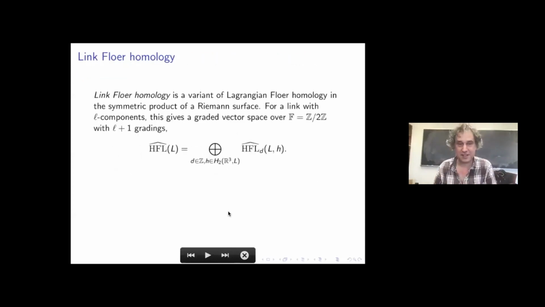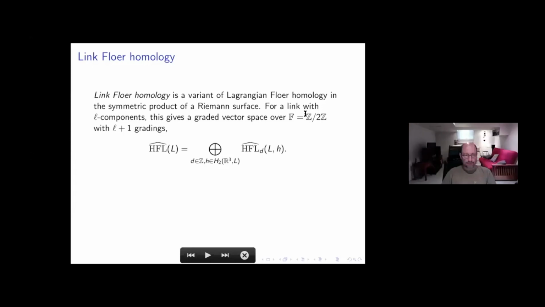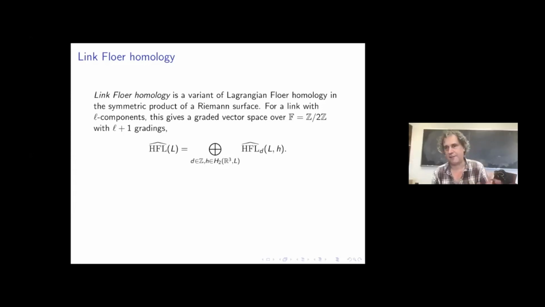Okay, so link Floer homology is a multi-graded abelian group, or vector space over Z mod 2 if we're being lazy. If you have an L component link, then the grading set is L plus 1 dimensional. There's one dimension that measures the Maslov index, a kind of dimension, and all the others you can think of as winding numbers around the various components of the link.